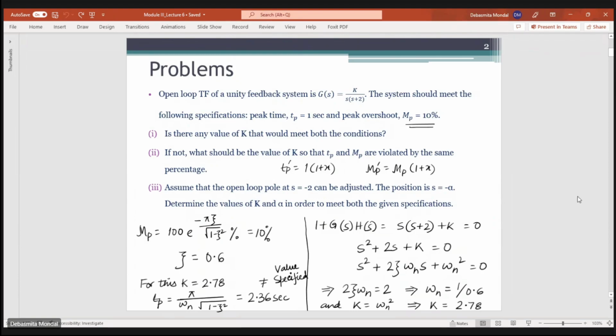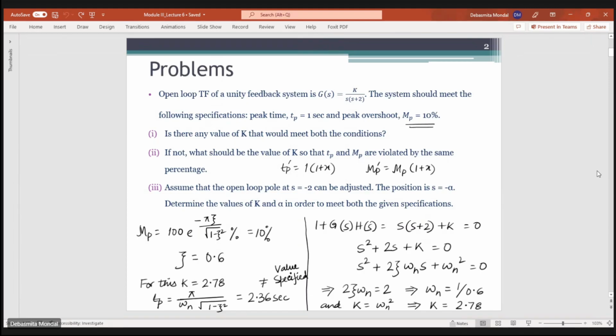Yes, ma'am. Okay. So the problem that was given yesterday was that you have an open loop feedback. You know the transfer function of a unity feedback system, and the specifications which the system should satisfy were given: that the peak time should be equal to 1 second and peak overshoot should be equal to 10%. So you were supposed to find the value of k, which is the gain of the system, so that both these conditions are satisfied.